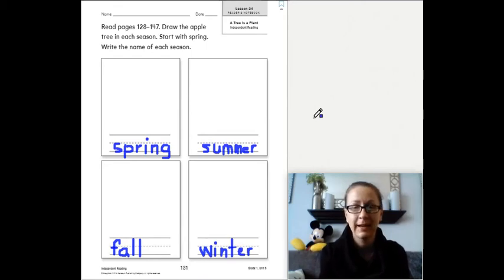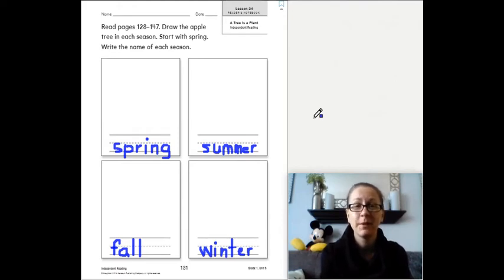So in the springtime, when you read these pages, you saw that the apple tree has blossoms on it, little flowers on it, and they were pink. Sometimes they're white. So your spring picture should look like a tree looks like in the springtime with the apple blossoms on them. Summer. Your apple tree is beginning to grow its apples, so they're very, very small, and it has all of its leaves. So when you draw your summer picture, make sure the apples are very small and that it has lots of green leaves on it.